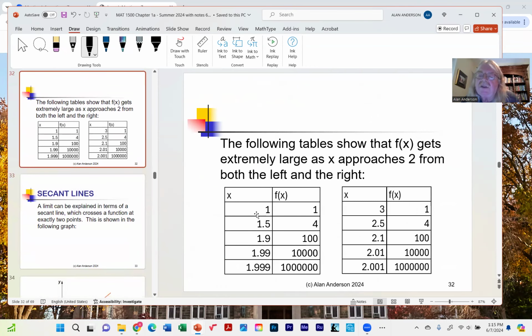Yeah, and if you look at the tables, you can see what's happening as we come from the left. Look how big this number is getting. And on the right, same thing. Look how big the function is getting. It's growing enormously. So it is converging to infinity.